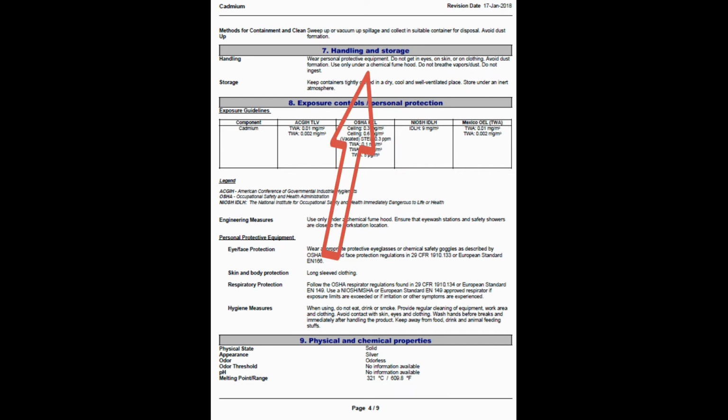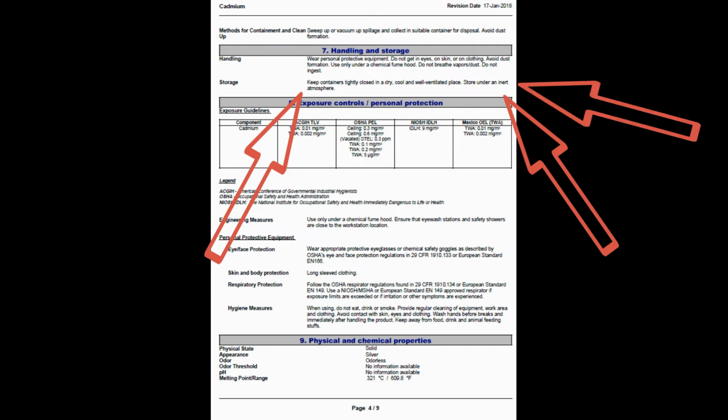Good to go. Use only under a chemical fume hood. Do not breathe the vapors or dust. Do not ingest. Keep containers tightly closed in a dry, cool, well-ventilated place. Store under an inert atmosphere.